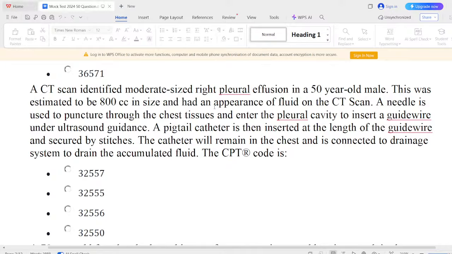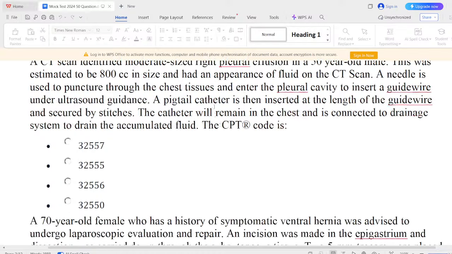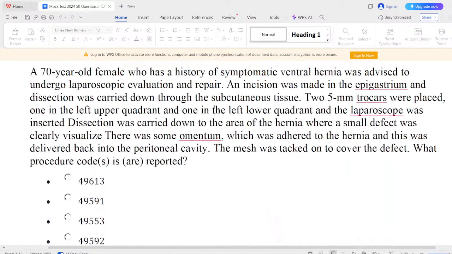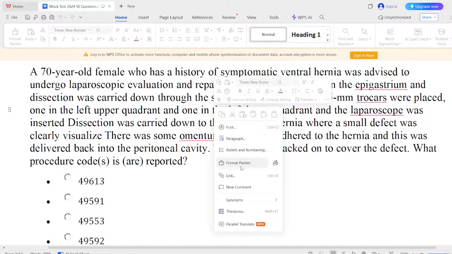Catheter A is inserted, so it becomes option A. 32557 is the answer. Venu, correct answer, dear, and Mohini also correct. Akash, yeah, okay, correct. Rasna, please check the code. Next.